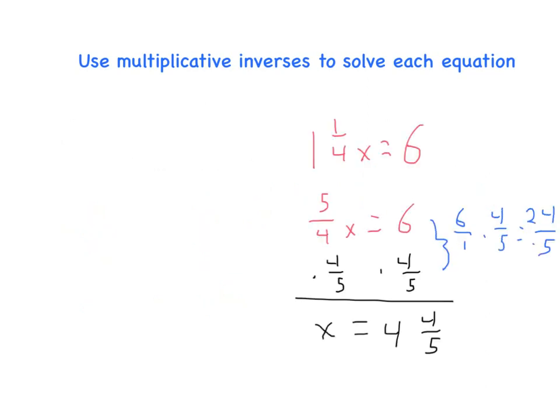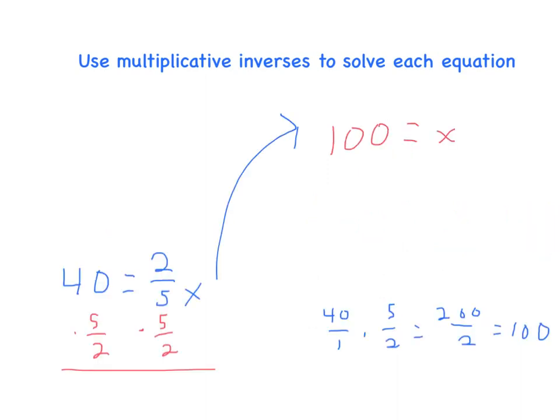Next one here was a little bit trickier because I took the 1 1/4. I didn't like the way that looked, so I just put it temporarily as an improper fraction. Now I've got 5/4 x equals 6. Multiply each side by 4/5. You can see my work right here. And I'm left, when I get done, with x equals 4 4/5.